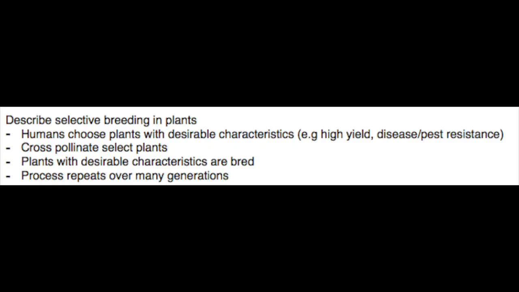And you can do the same with plants. So you can selectively breed plants to be a particular colour. So you pick flowers that are a particular colour, you force them to cross-pollinate, and then before you know it, you've got a load of plants with your desired characteristics, such as petal colour.